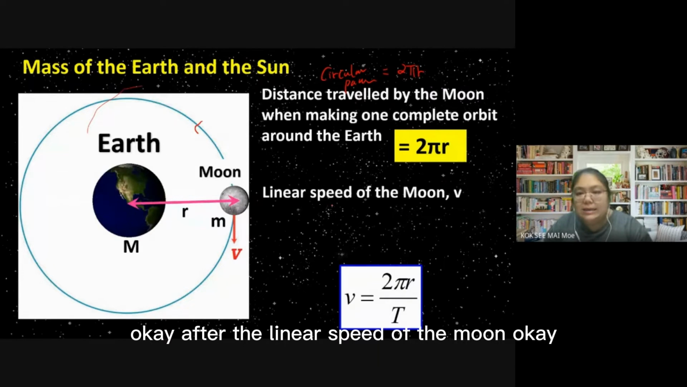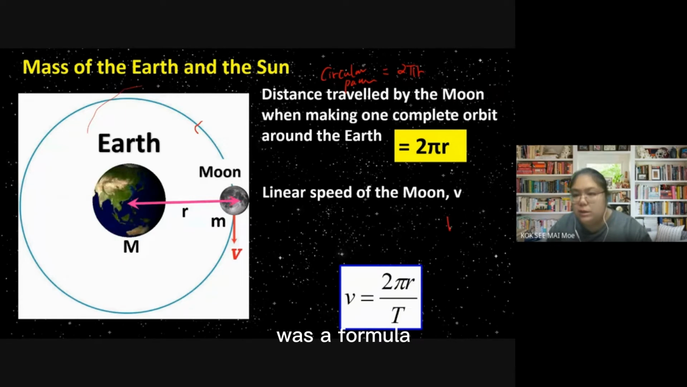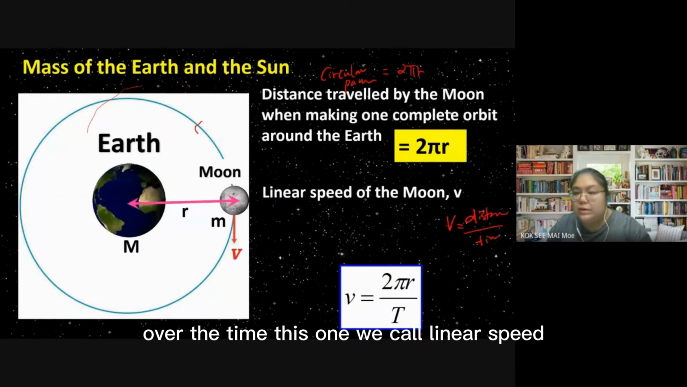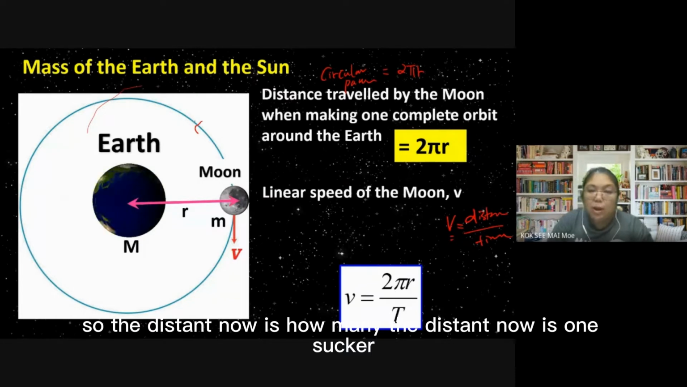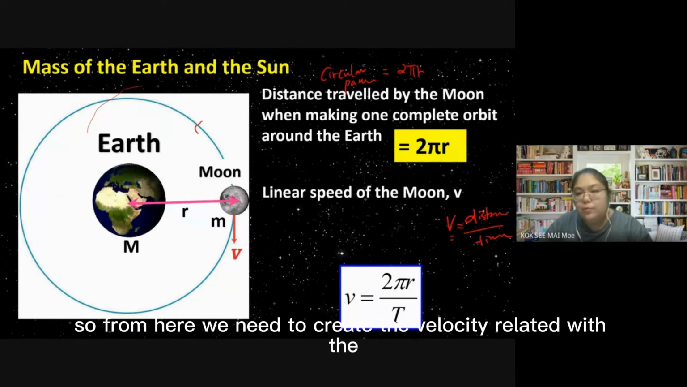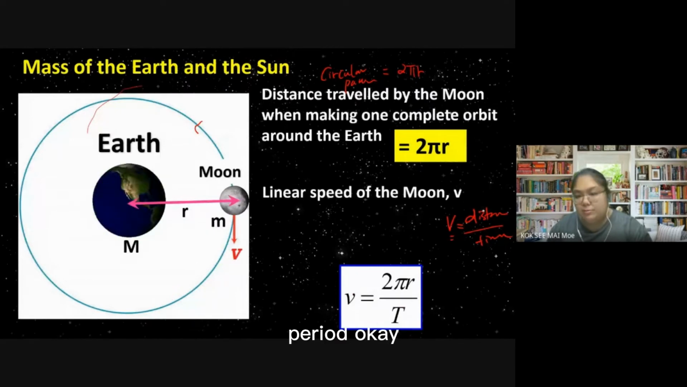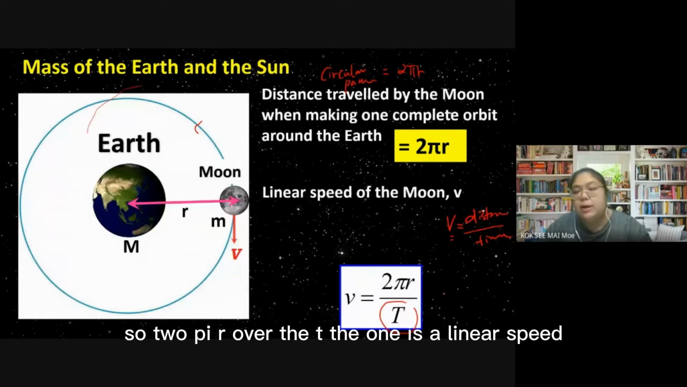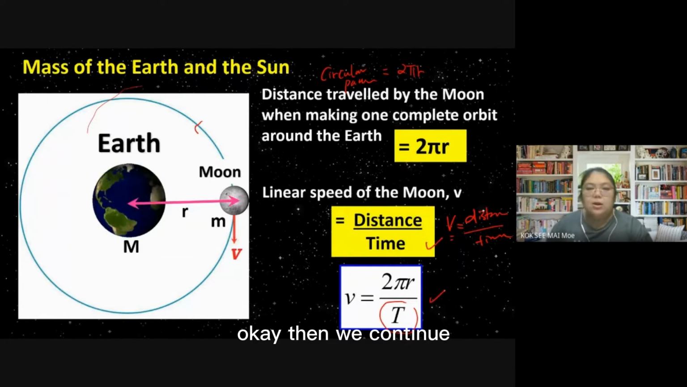After that, linear speed of the moon. Before that we know V, what's the formula? Distance over time. This one we call linear speed. The distance now is one circle, and one circle should be 2 pi r. So from here we need to relate the velocity with the period. So we need to create the formula: 2 pi r over T, that one is the linear speed.